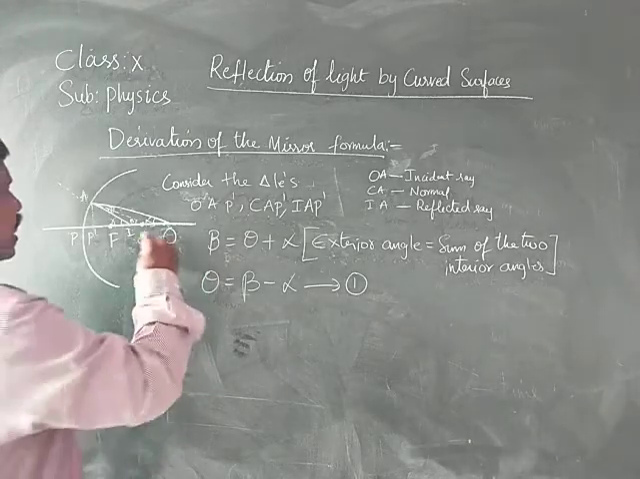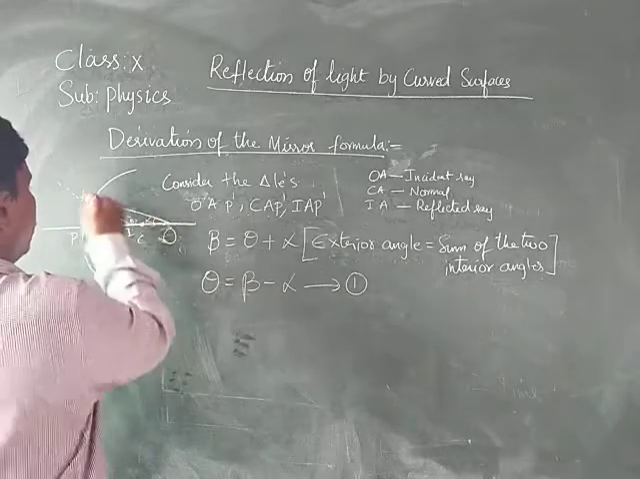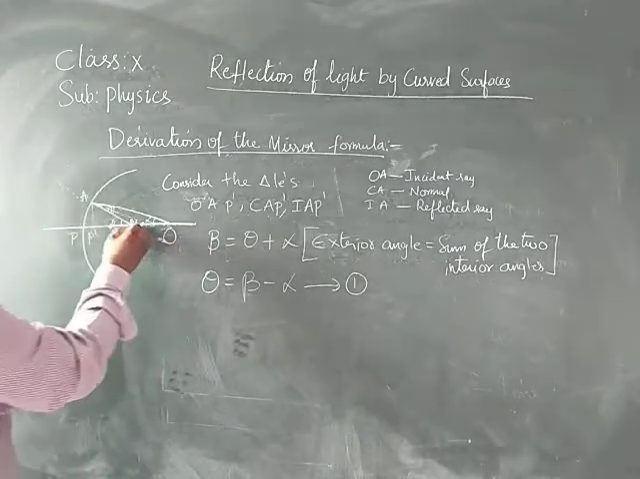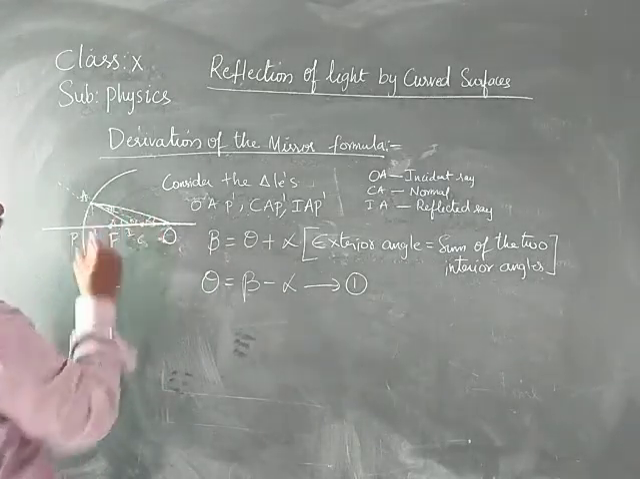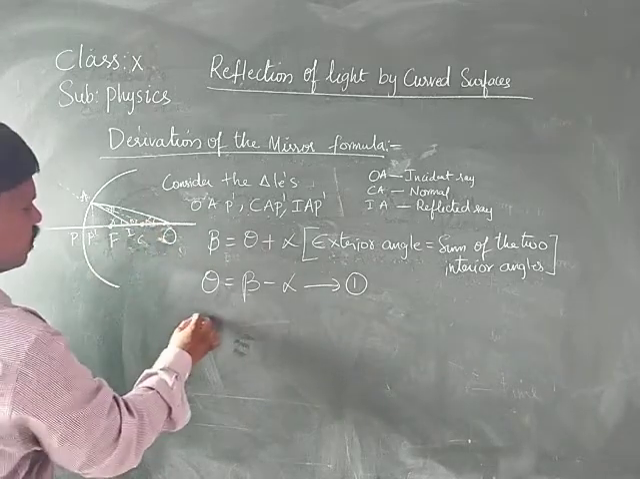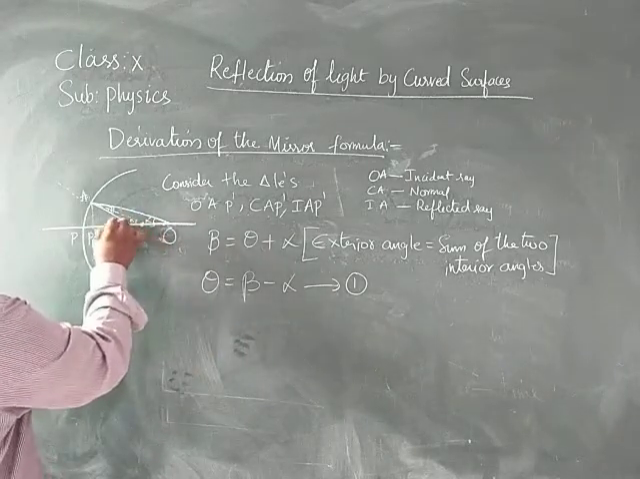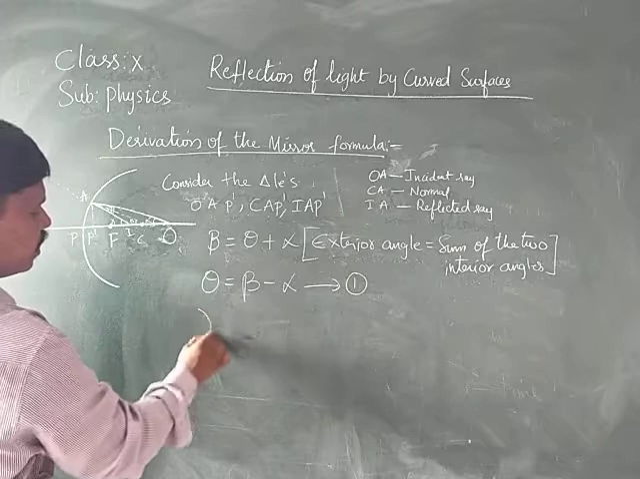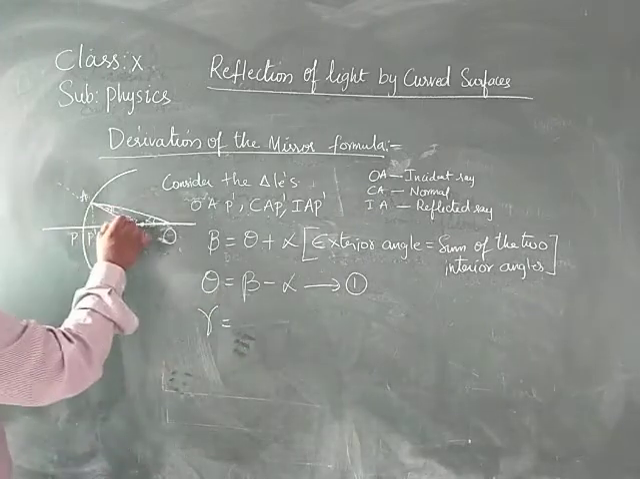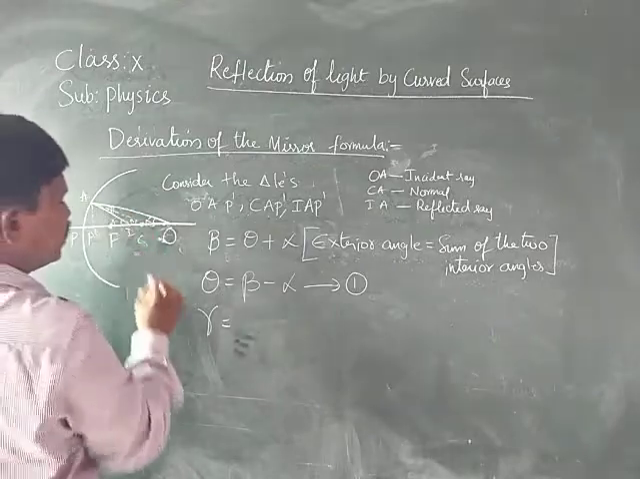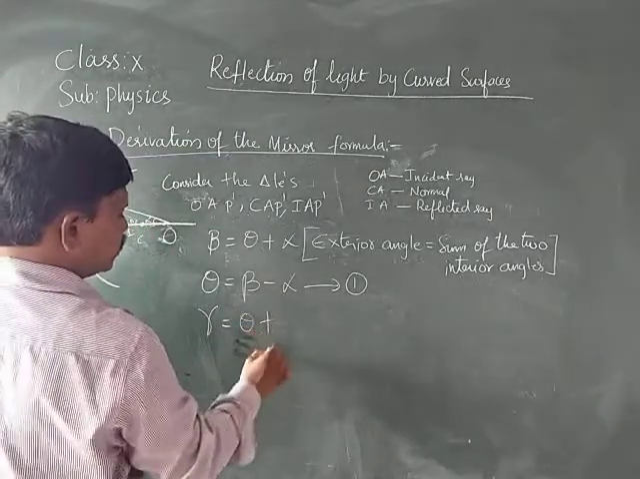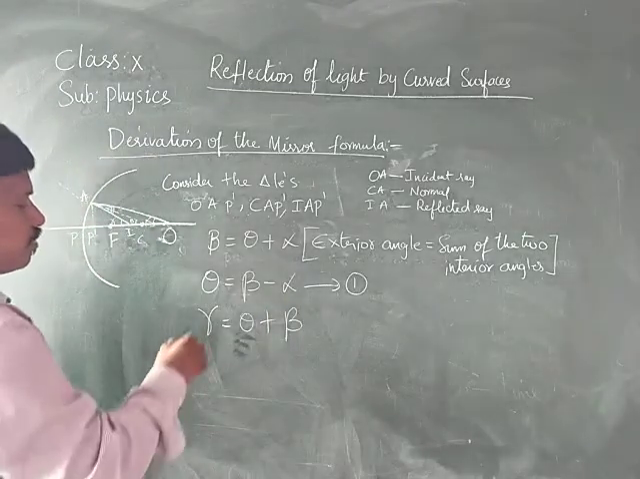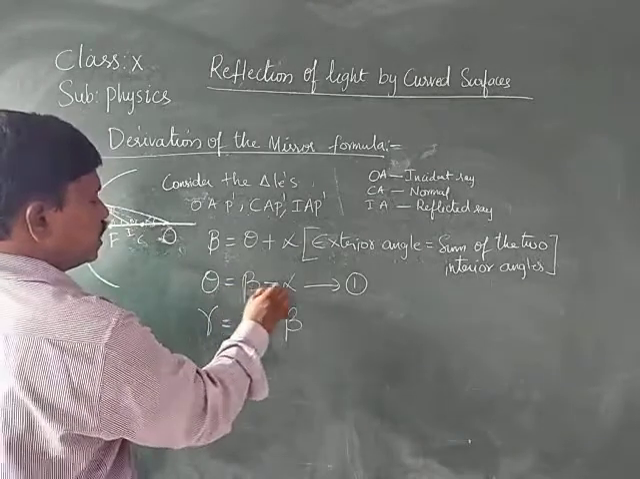When we consider the three triangles OAP dash, IAP dash, and CAP dash, we get angle beta is equal to angle theta plus angle alpha. In the same way, for angle gamma, from these two triangles, we have angle gamma is equal to theta plus beta. Here this is the exterior angle, therefore these two are the interior angles, theta plus beta. But we already have theta is equal to beta minus alpha.